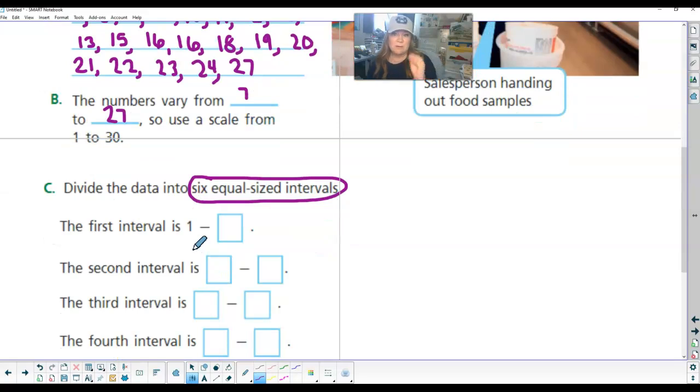So the thing you have to know about intervals is they have to be equal. If I do 1, 2, 3, 4, 5, that was 5 numbers in that interval, then every interval has to have 5 numbers. So I can't do one that's 1 through 5, and then go 6 through 11. 6, 7, 8, 9, 10, 11. That's 6 numbers. That doesn't work. You have to make sure they all have the same amount of numbers between them.